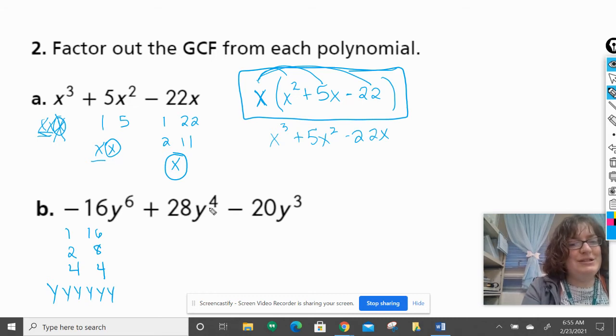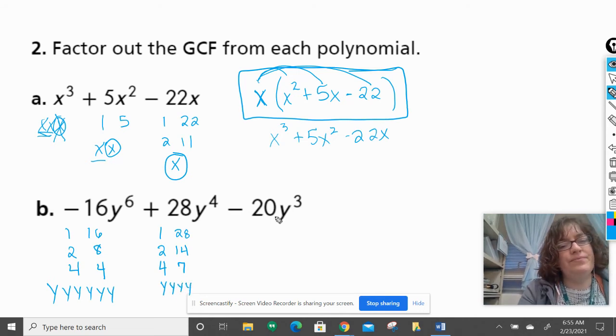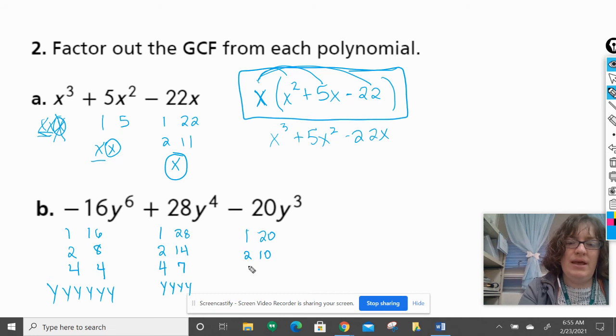All right, moving on to 28y to the 4th, I'd have 1 and 28, 2 and 14. 3 doesn't work, but 4 and 7 does. I don't think 5 or 6 is a factor of 28, so back to 7. And then y to the 4th would be 4 y's. Then finally, negative 20y to the 3rd, I'm going to start with factors of 20, so 1 and 20, 2 and 10.